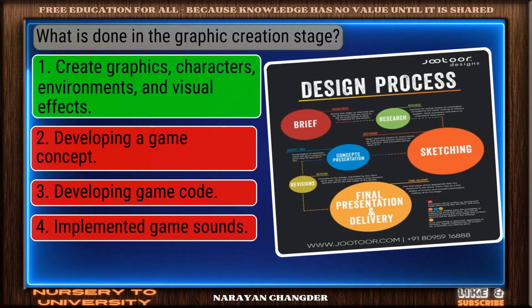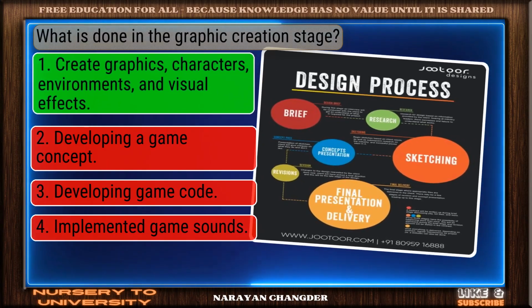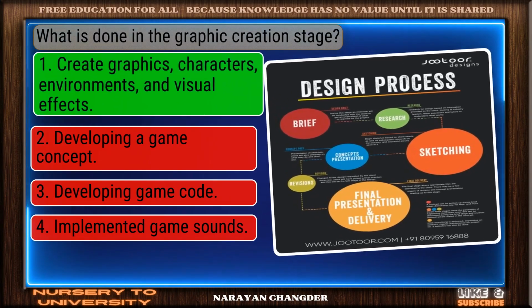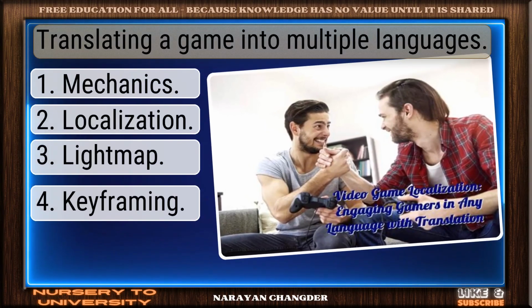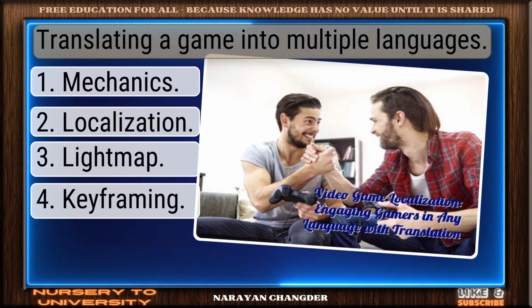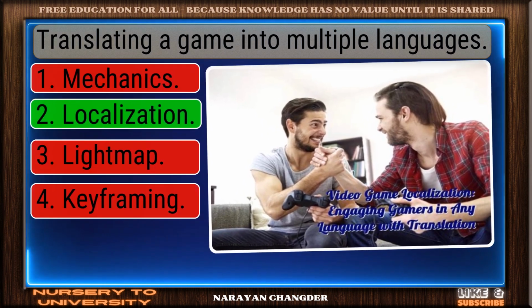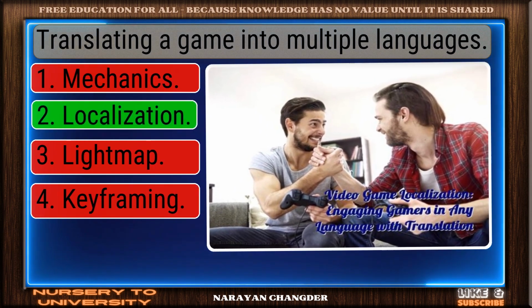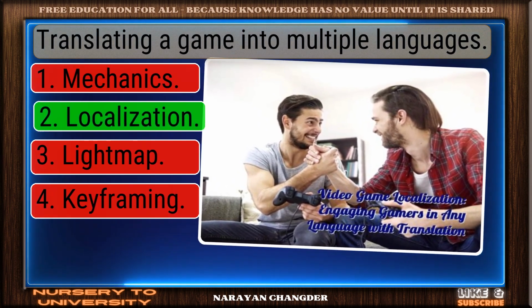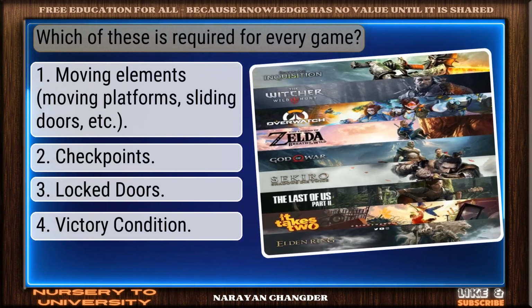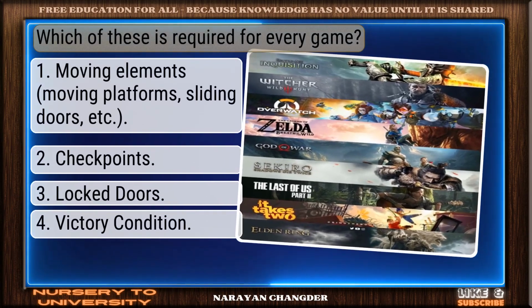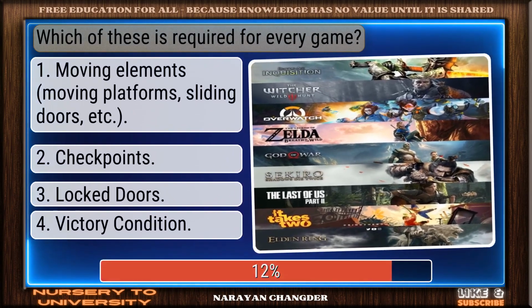Smart pick. Create graphics, characters, environments, and visual effects is the correct choice. Question number 40. Translating a game into multiple languages. Strong choice. Localization is the right answer. Question number 41. Which of these is required for every game?